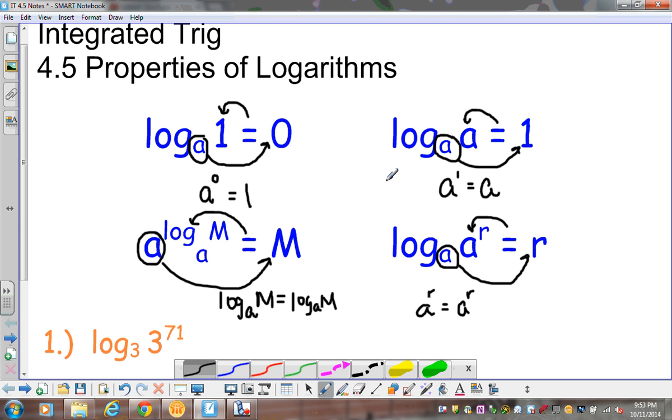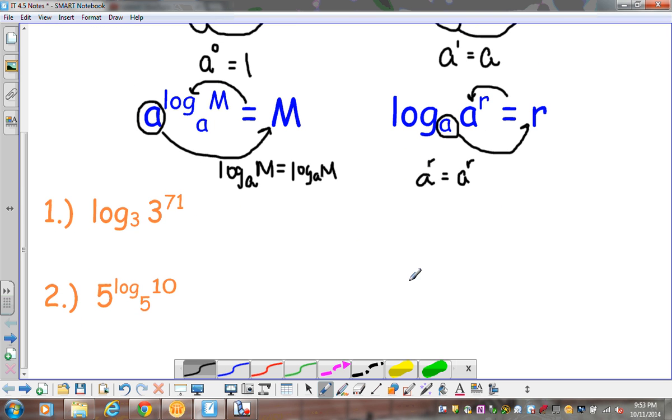Typically in most of these, anytime you're trying to solve or simplify, if it's in logarithmic form, the easiest way to solve it is to convert it to exponential form, and then vice versa. Let's take a look at a couple examples down here. This first one is log base 3 of 3 raised to the 71st power. The easiest way to do this is to set this equal to x, or whatever your favorite variable is, and then go through and solve it.